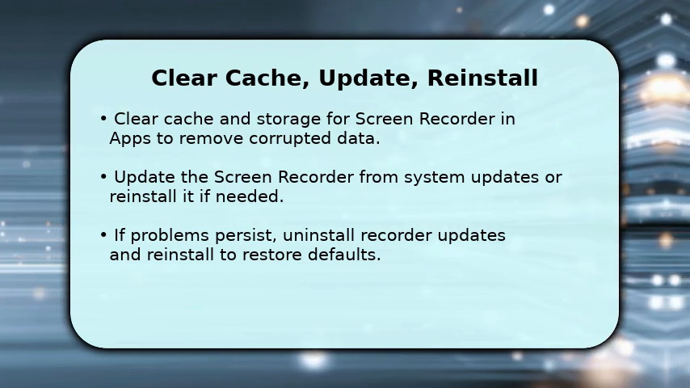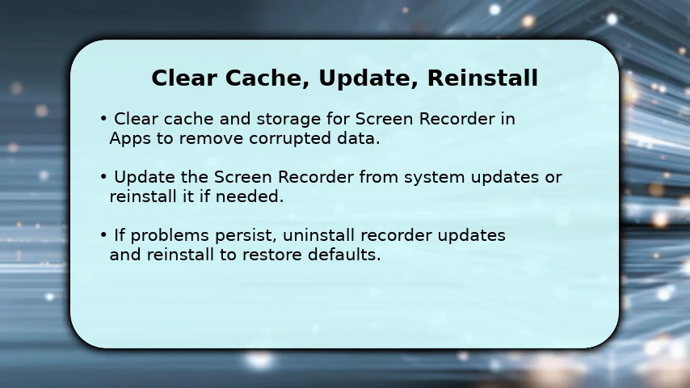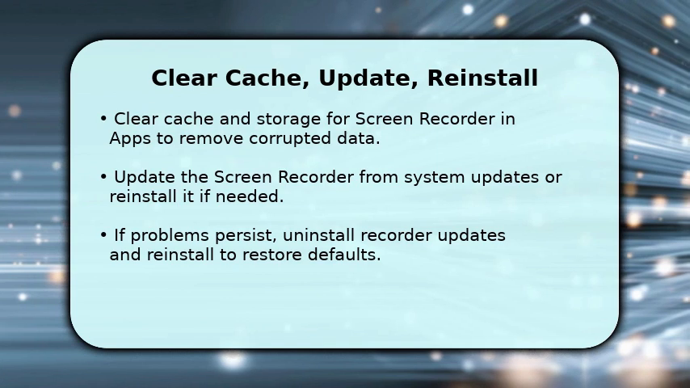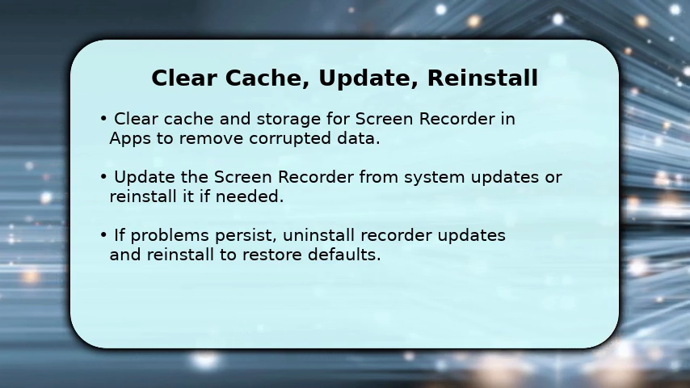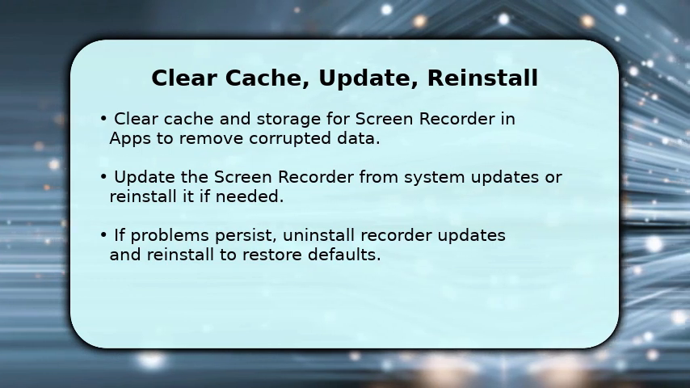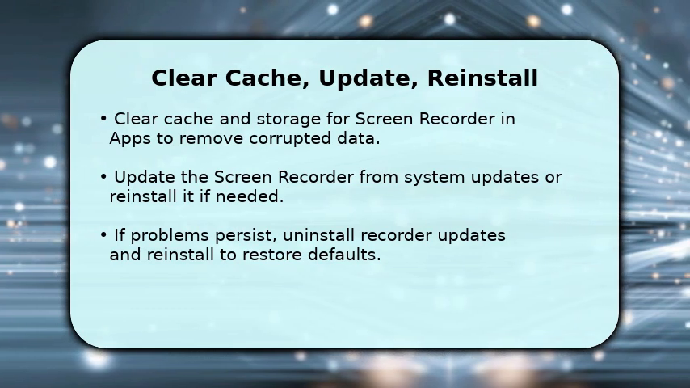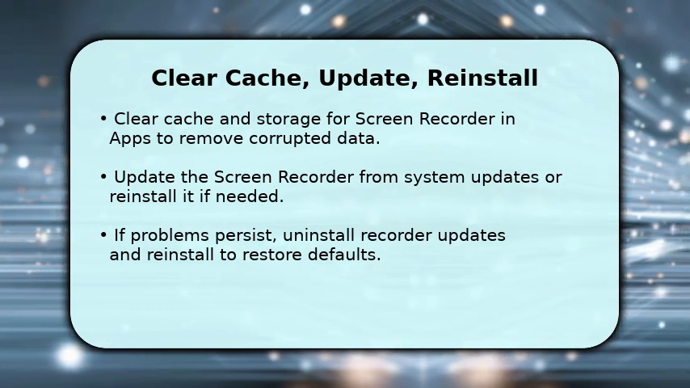Next, check system updates for Xiaomi or the recorder module and install any available patch. If an update fails, uninstall recorder updates or reinstall the module from the system updater. After reinstalling, regrant permissions and perform another 30 seconds test to confirm the recorder now saves files correctly.